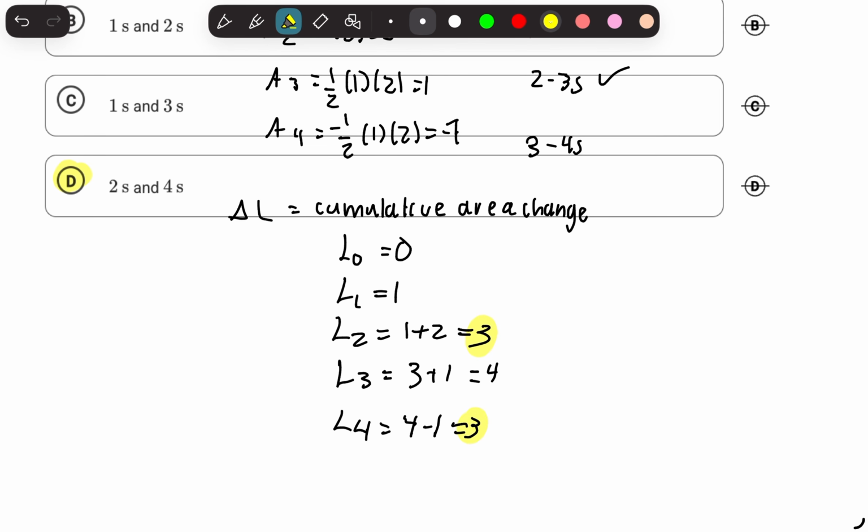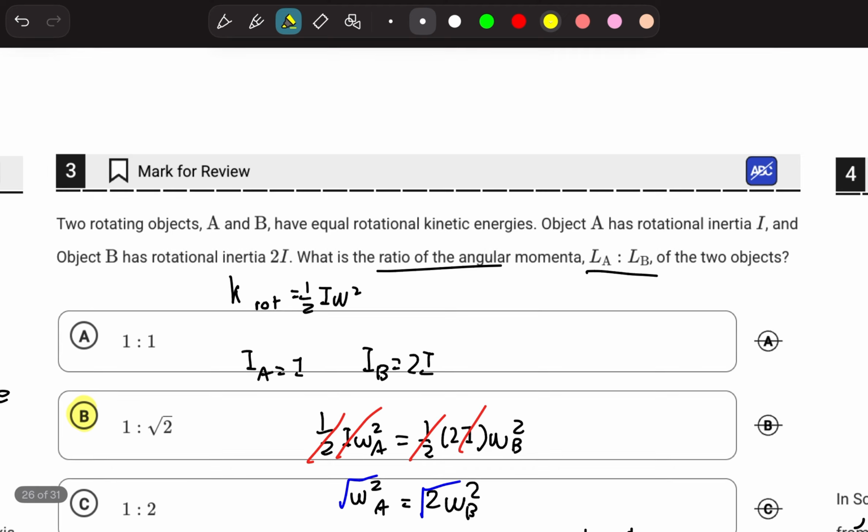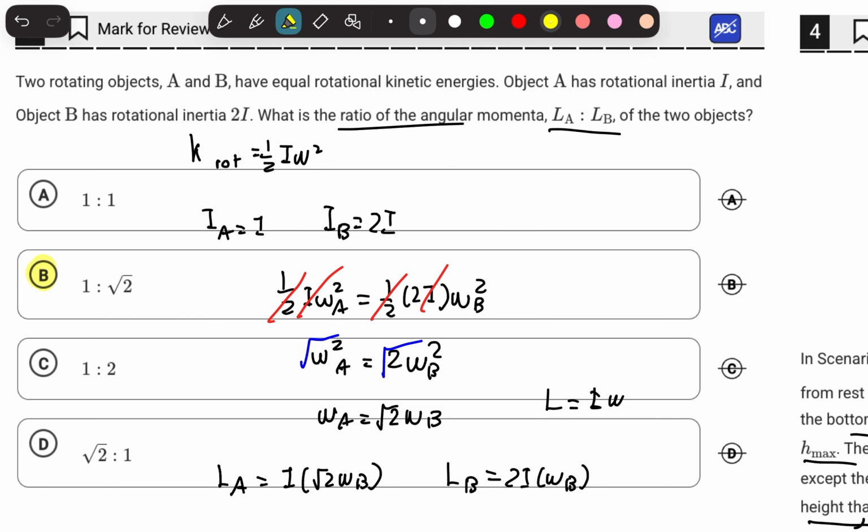So 2 and 4, they're the same. Now for our third question, two rotating objects A and B have equal rotational kinetic energies. Object A has rotational inertia I, and object B has rotational inertia 2I. What is the ratio of the angular momentum LA over LB of the two objects?